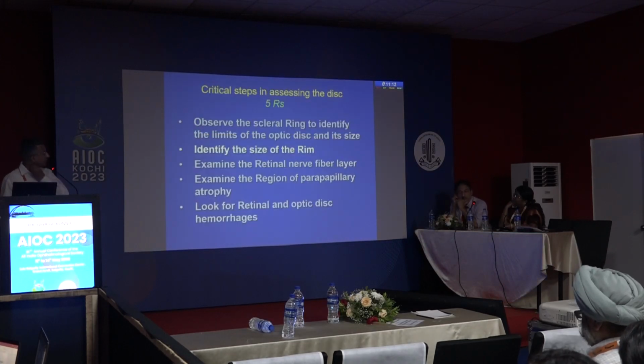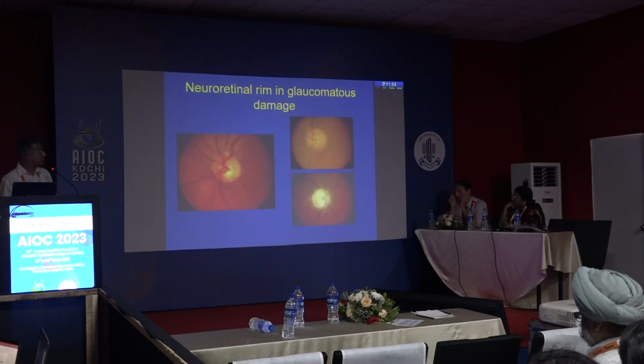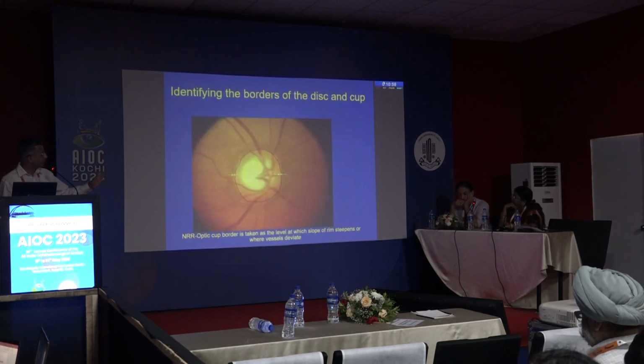So we finished identifying the size of the disc. Now you look at the rim, and you need to look at two things: the contour and the color. So the neuroretinal rim in glaucomatous damage, you look at contour and you look at color. And how do you assess the borders of the disc and the cup? You assess the borders of the disc there.